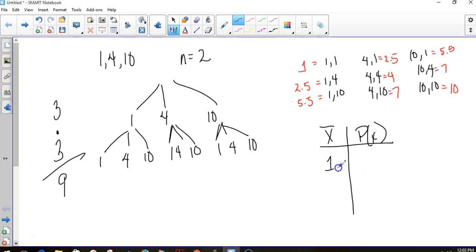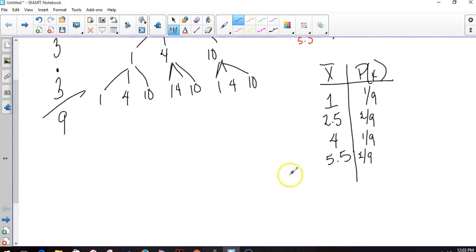My smallest one is a 1. Out of the 9, that only happens once. Right? If I pull out of this pot. My next one is a 2.5. Out of the 9, that happens twice. My next is a 4. That happens only once. Then I have a 5.5. That's twice. I'm going to need to scroll down. And then I got a 7. He was twice. And then lastly, 10.